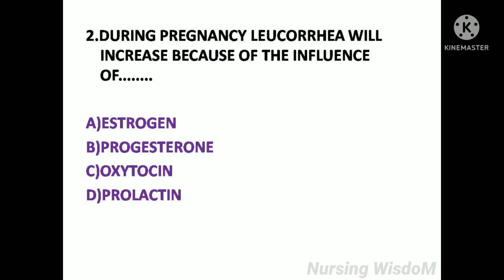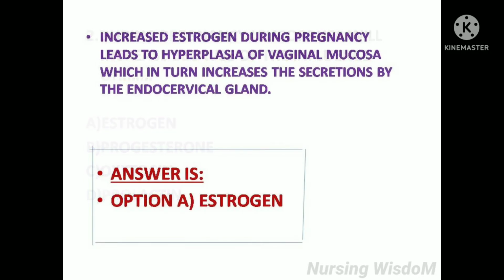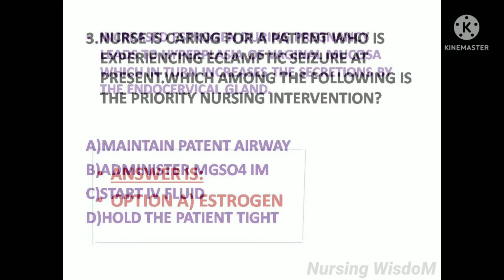Next question. During pregnancy, leukorrhea will increase because of the influence of option A, estrogen, option B, progesterone, option C, oxytocin, option D, prolactin. Increased estrogen during pregnancy leads to hyperplasia of vaginal mucosa, which in turn increases the secretion by the endocervical gland. So here the answer is option A, estrogen.